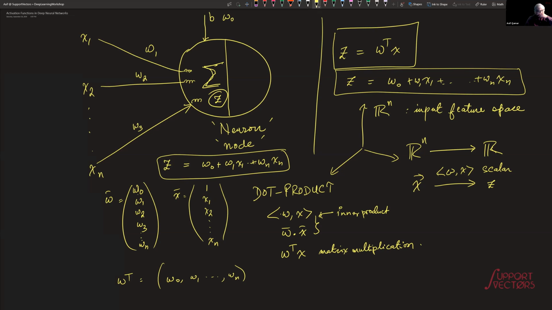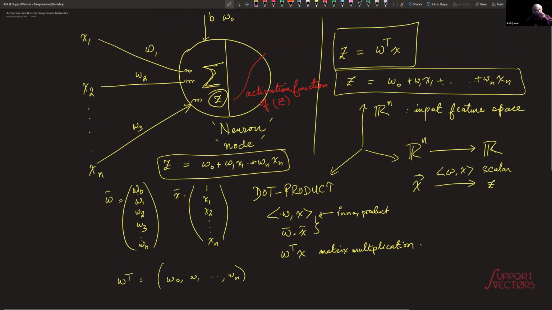So that's a summary of where we are. But that is not all that a neuron does. After Z is computed, we also have one more stage to it. The second stage is we apply a distortion function. This is usually called an activation function of Z. So it is this function, this distortion function, that is the topic for today. We will give all our time to talking about this activation function.